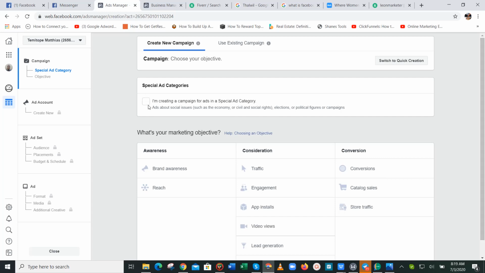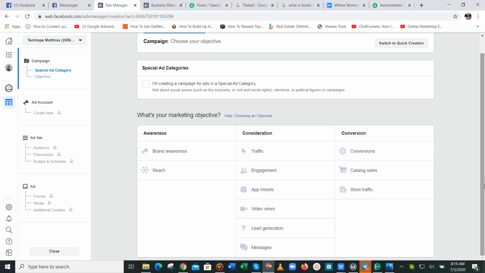So now it says special ad category. Maybe you are creating an ad campaign for a special ad category, such as economy, civil or social issues, election or political stuff. But we are creating it for business.